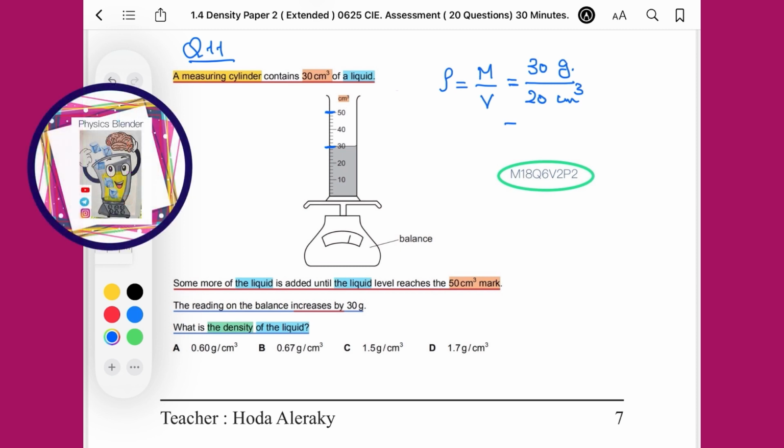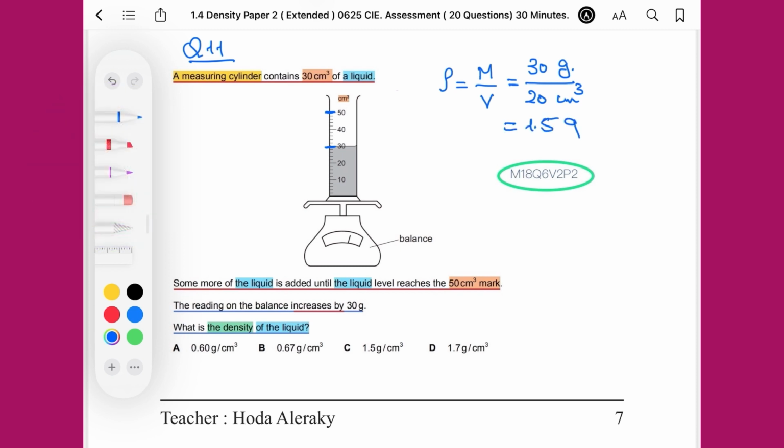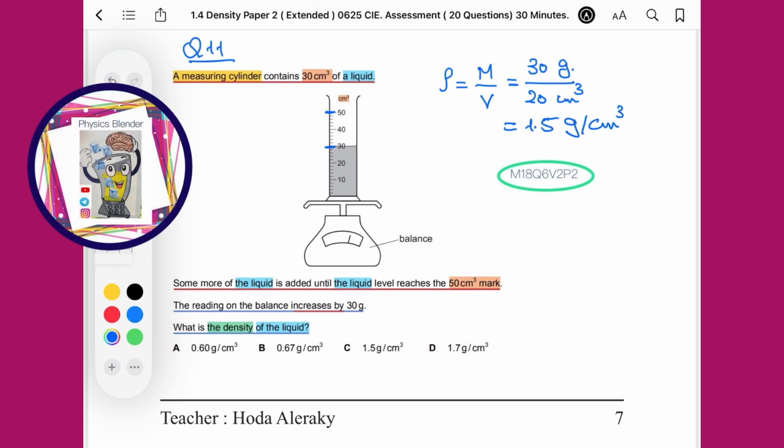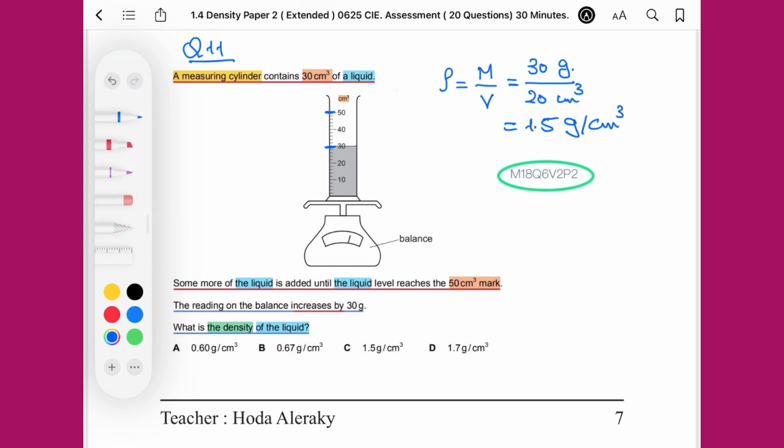So your answer will be 1.5 grams per cubic centimeter. Check that you have consistent units. So the answer of this question will be C.